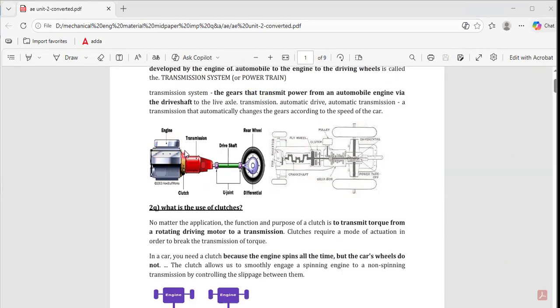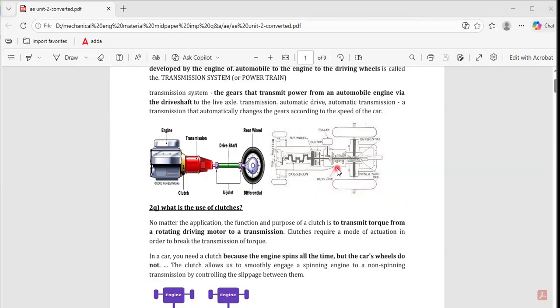So here the engine is there. You can see this engine is connected to the transmission system. In between, the clutch is there. This is again connected to the drive system. This drive system is connected to the rear wheel system. So the engine is producing power, and we are transferring it from this end to this end with the help of all these devices. This is called the transmission system.